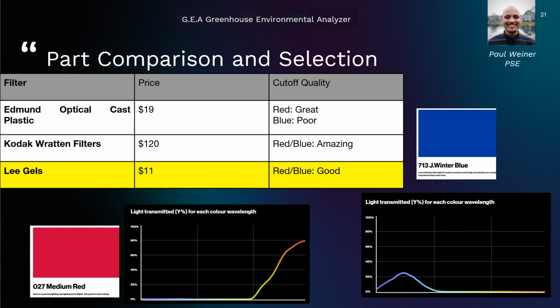These are our different filter choices. As you can see, Edmund, Kodak, and Lee. We went with Lee gels because it seemed that the cutoff quality between the red and the blue were the best with it. I was able to find filters that cut off pretty much exactly where I wanted them to in the spectrum. So you can see the blue is very contained within the blue, and the red is relatively contained within the red. And that was better than any other filter we could get for the price range. And so that's what we're going with.